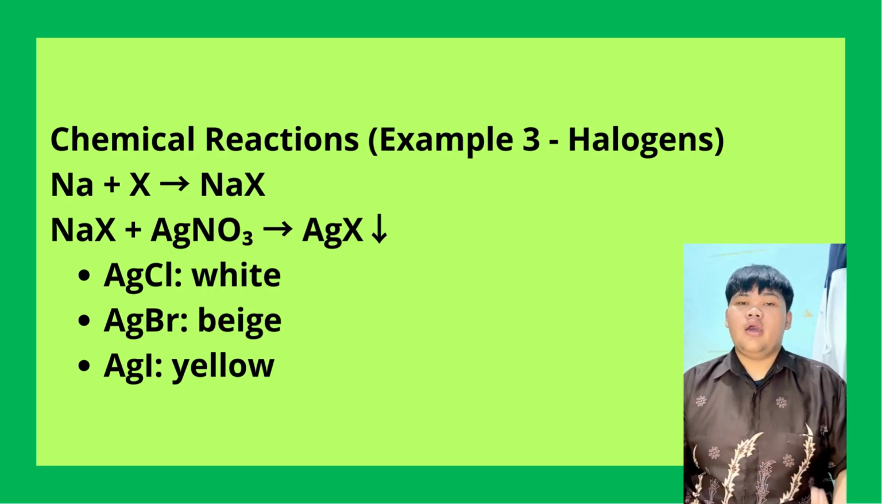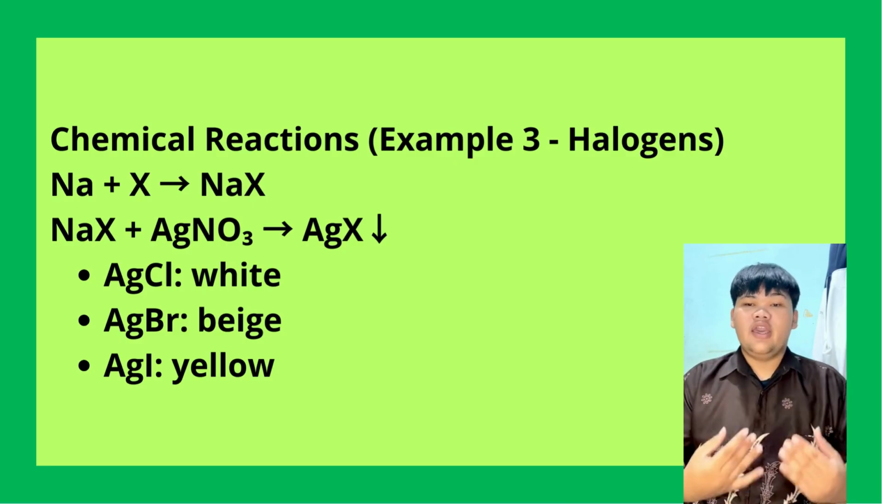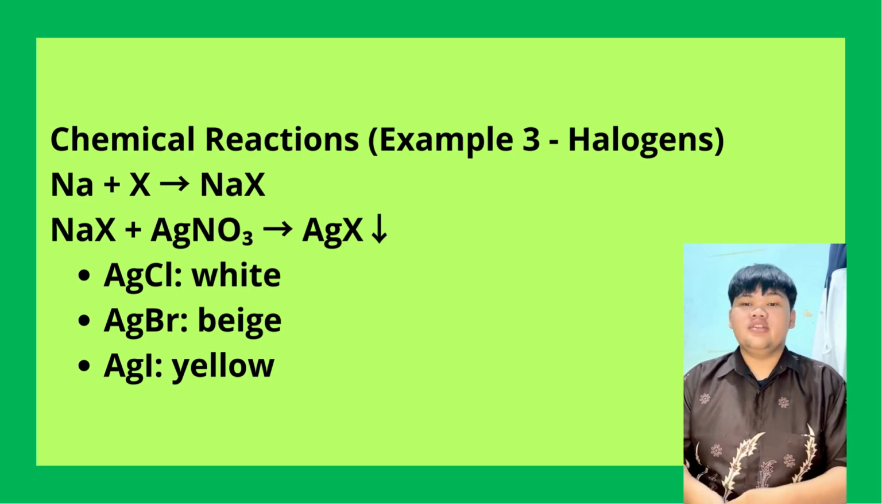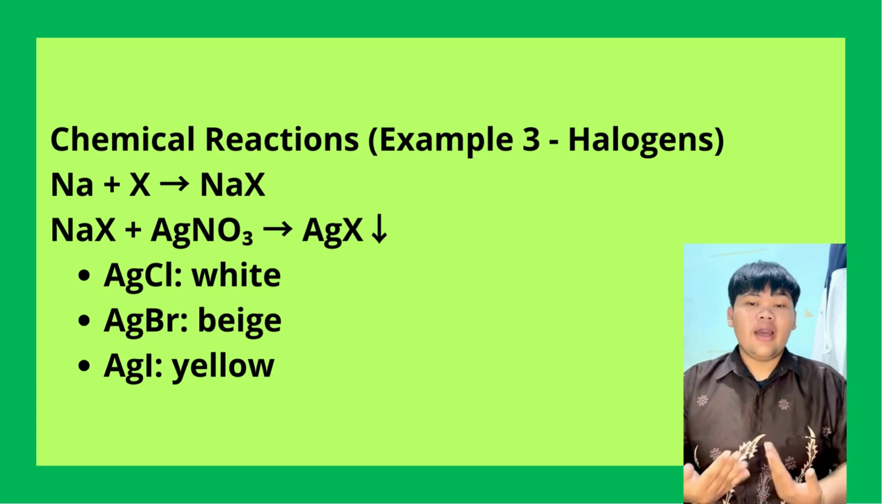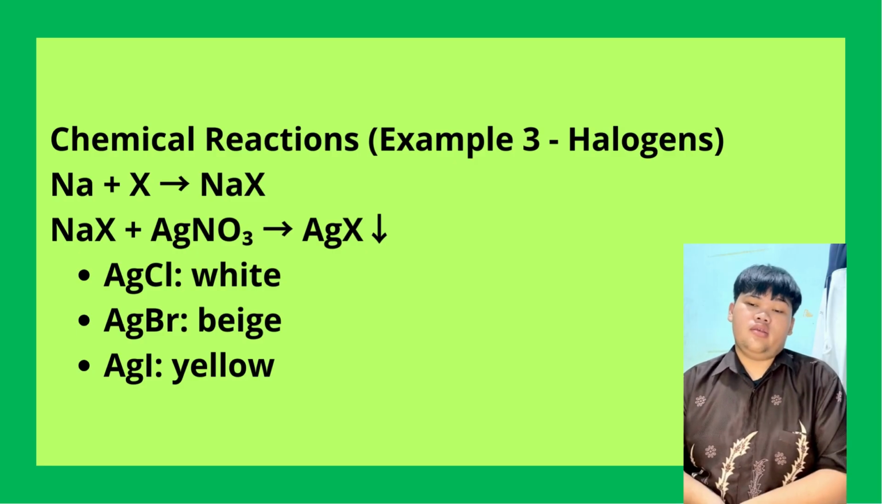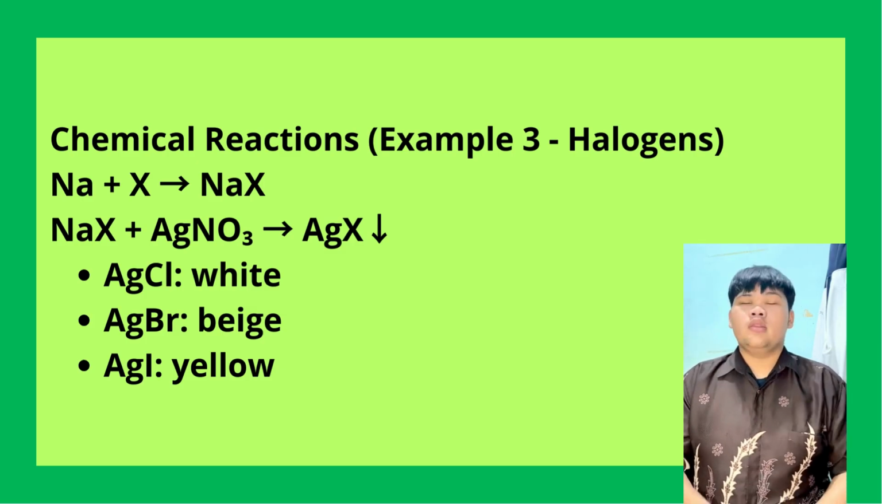The function of the color is that the color of the precipitate indicates the type of halogen. Like I said, AgCl is white, AgBr is beige, AgI is yellow. There is a different color for each. The analogy is like a pH test using a color indicator. Different color, different elements.